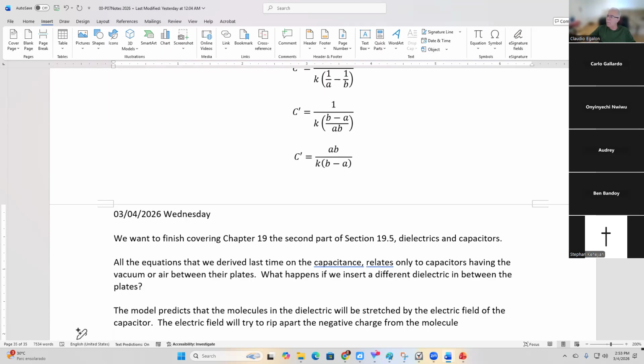And the molecule will become polarized, okay? Polarized, forming what we call an electric dipole, right? When one negative charge is next to a positive charge, we have an electric dipole.